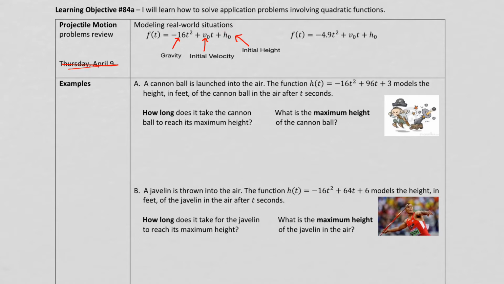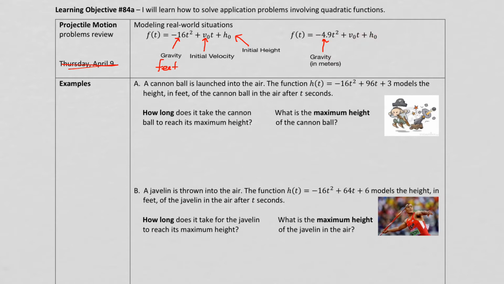Now, over here on the right, we have a different number for gravity, because sometimes we might have a question that's written in meters. Whenever the question is in terms of meters, we will use a different value for gravity, negative 4.9. So just to be clear, negative 16 is gravity whenever we have a unit of feet. When it's in meters, we use a different number for gravity. Otherwise, we still have initial velocity and initial height. So with that, let's go over today's examples.